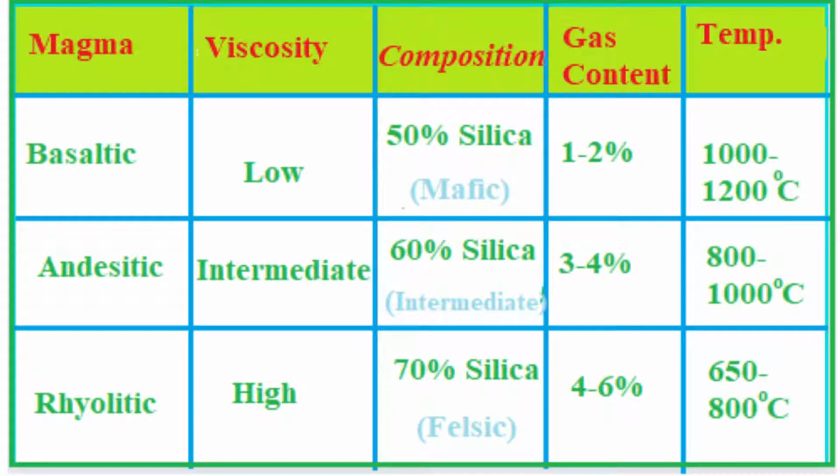Now, this table shows that rhyolitic magma has the highest viscosity, as we just said, followed by andesitic magma, while basaltic magma has the lowest viscosity. This also means that of the three types of magmas, basaltic magma is the most fluid in nature. Notice also from the table that the viscosity of the magmas is related to three other characteristics of the magma. That is the composition of the magma, the gas content, as well as the temperature of the magma. Let us examine each of these types of magmas.